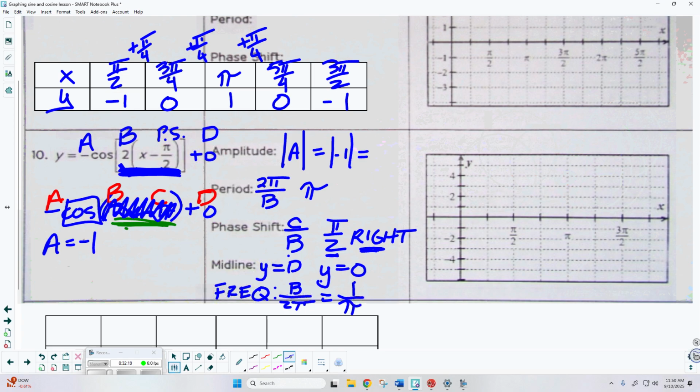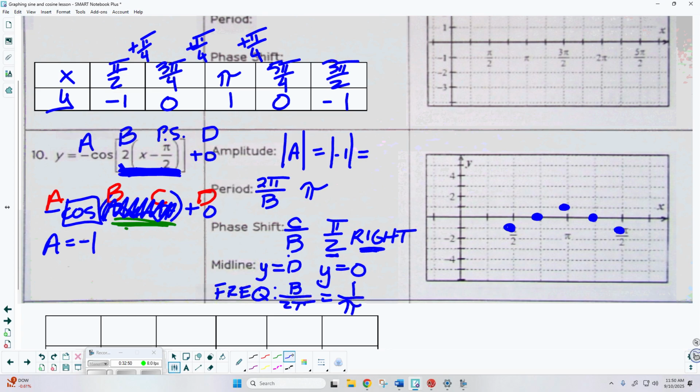Now we can just plot my points. This is the easiest part. I would say probably the most work you're going to have to do is filling out the table. We didn't seem to have too many issues with the characteristics. So pi over 2, negative 1. Then 3 pi over 4, 0. Then pi, 1. Then 5 pi over 4, so 1 and 1/4 pi, 0. And then 3 pi over 2, negative 1.